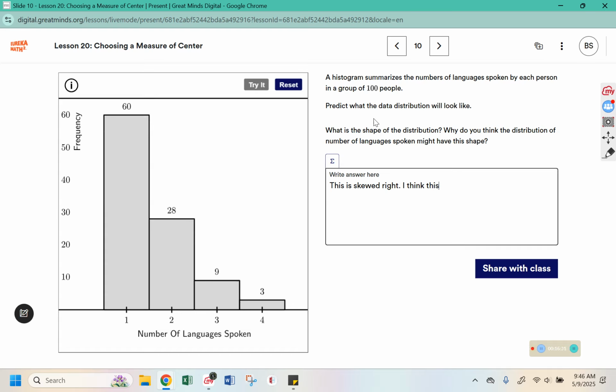I think this is skewed because more people typically only speak one language. It is uncommon for people to speak 4 languages, especially where we live.